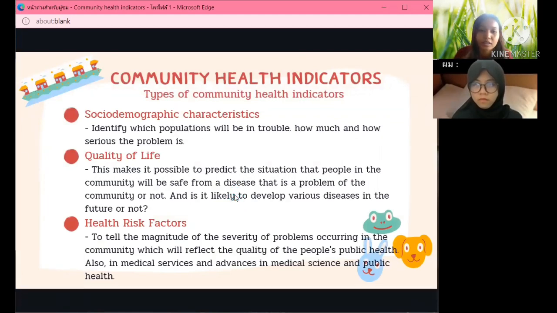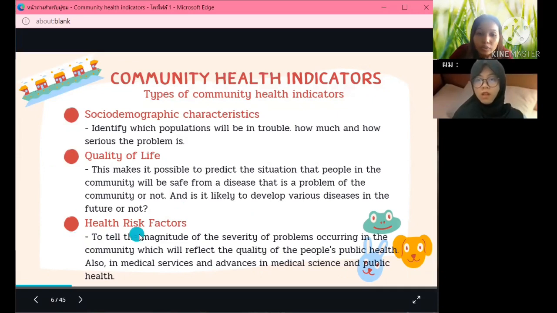Community health indicators. These are the types of community health indicators. The first one, socio-demographic characteristics. Identify which population within the community is in trouble, how much and how serious the problem is. The second one, quality of life. This makes it possible to predict whether people in the community will be safe from a disease that is a problem of the community or not, and whether they are likely to develop various diseases in the future or not.